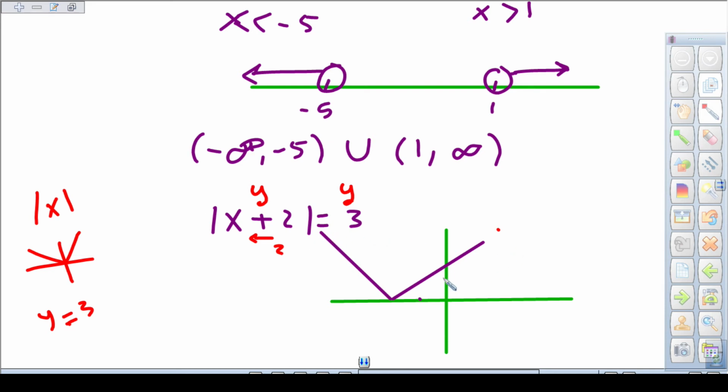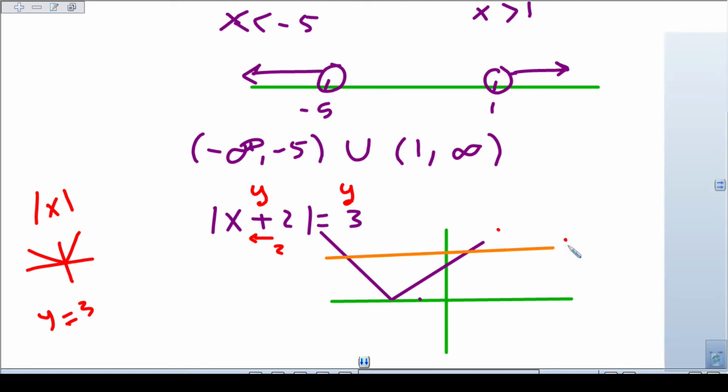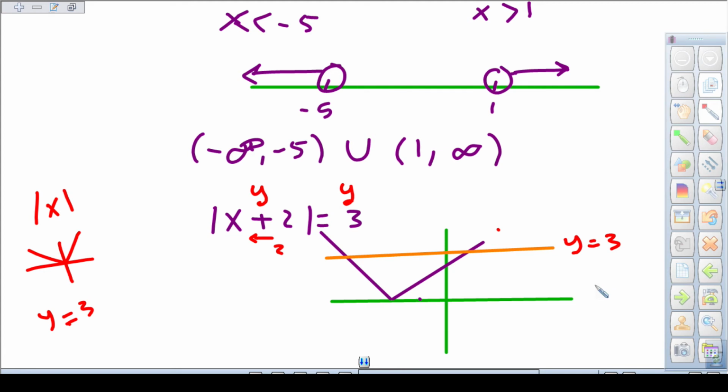Yes, it's horizontal, and it's at 3. So if I were to do this one, obviously my graph is not to scale, but if I were to do this one as precisely as I can, I'm going to look at this line here. Hold on a second. Let's say I am somewhere here. And this is my y equals 3. That's a horizontal line, you guys.